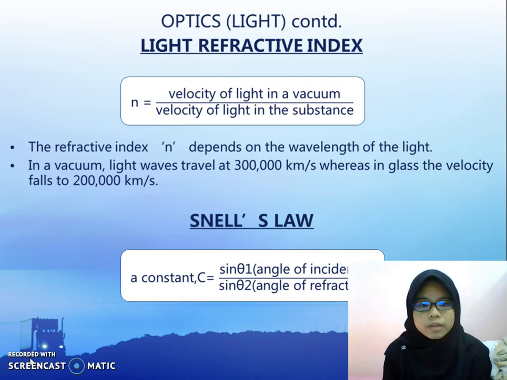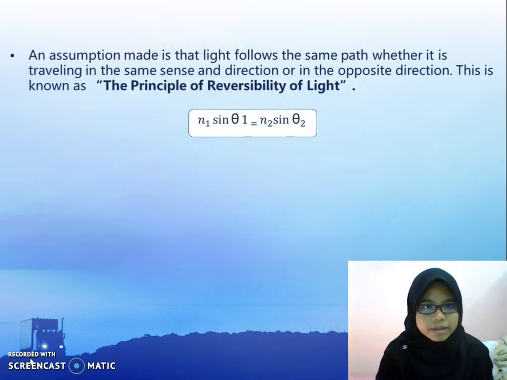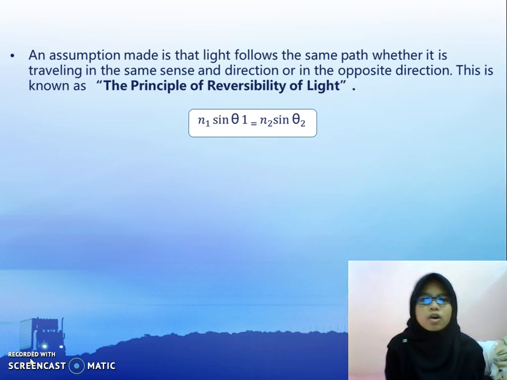Next is Snell's law. Snell's law states that the ratio of the sine of the angle of incidence to the sine of the angle of refraction is constant. An assumption made is that light follows the same path whether it is traveling in the same sense and direction or in the opposite direction. This is known as the principle of reversibility of light.